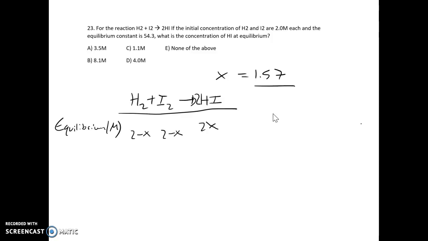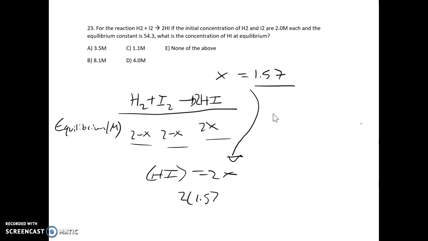However, we're not done yet, as we came up with the equilibrium equations for the concentration of both our hydrogen and our hydrogen iodide. All we have to do now is plug our x into the 2x equation for the equilibrium concentration of hydrogen iodide. So 2 times 1.57 is equal to our concentration of hydrogen iodide, and that is about 3.14.